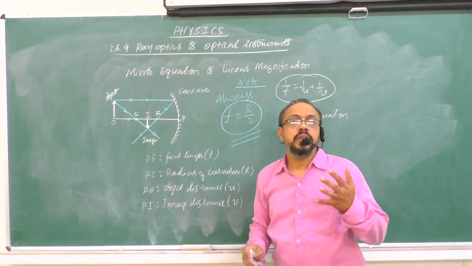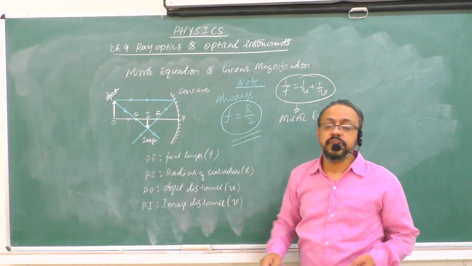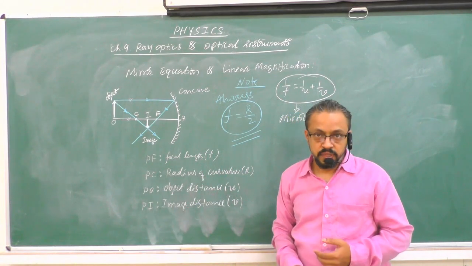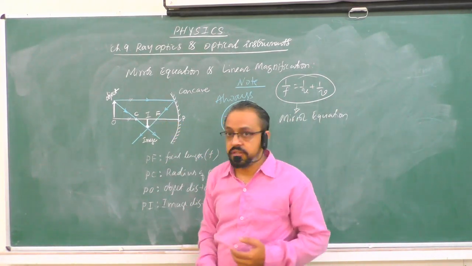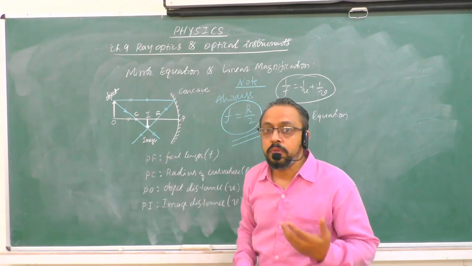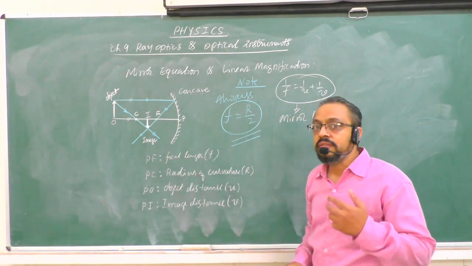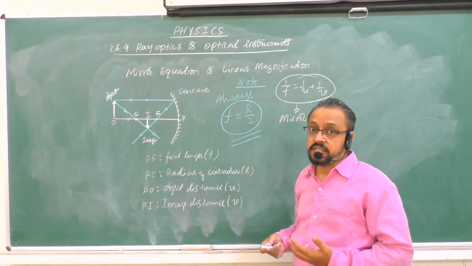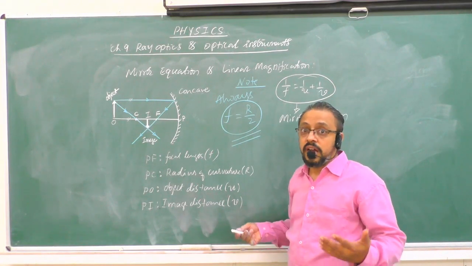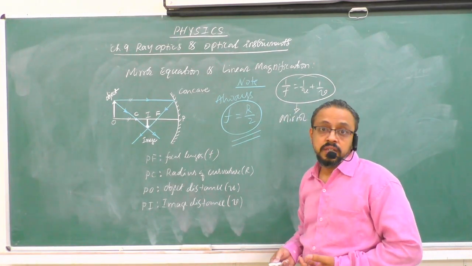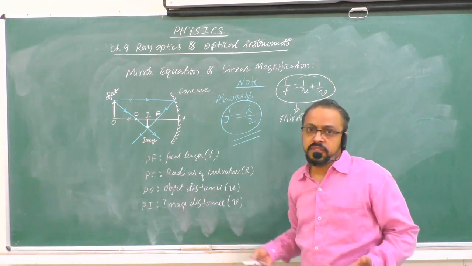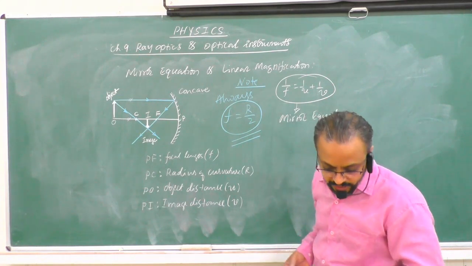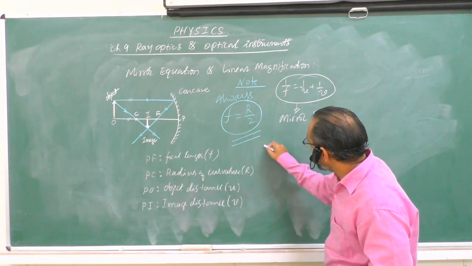Finally, I have to take you to the term linear magnification. You know what actually happens when we use such curved mirrors? The size of the image may not be exactly equal to the size of the object. The size of the image may be smaller than the object, equal to the size of the object, or it may be greater than the size of the object. For that purpose, what I have now is linear magnification.